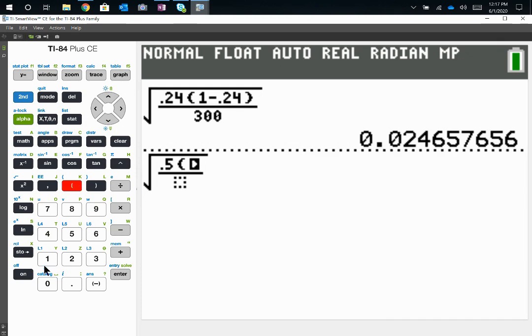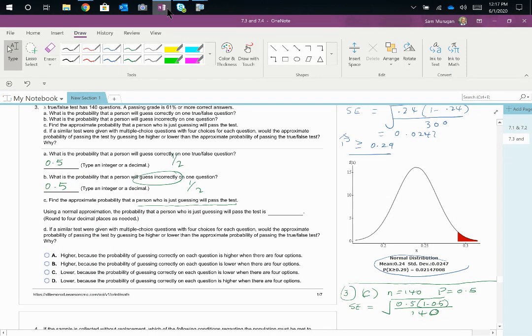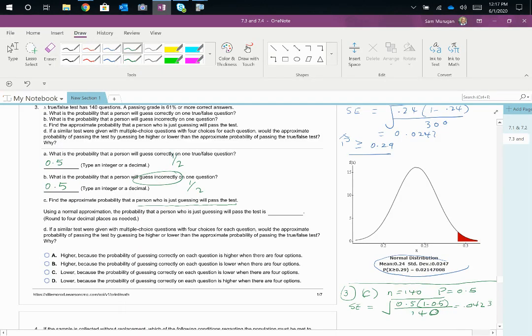Point 0.5, 1 minus 0.5, divided by 140 questions. So 0.042, okay, 0.042. Now, you can take this to 4 decimal places if you want, 0.0423, if you want a more accurate answer, okay?